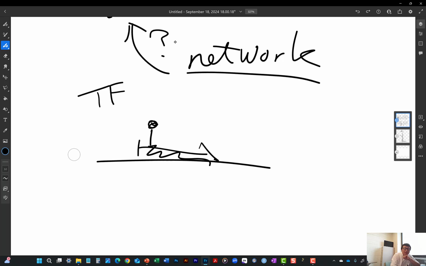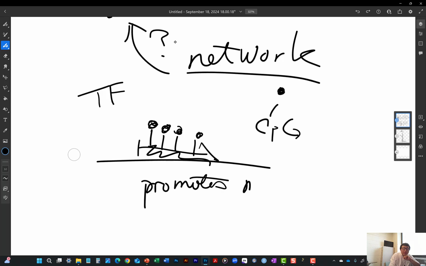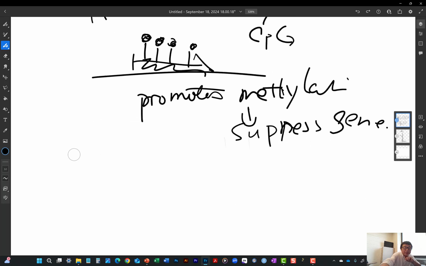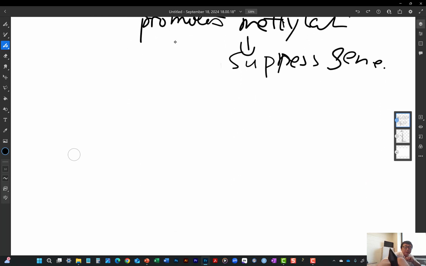Sometimes a promoter cannot be bound by a transcription factor. One is heavily methylated. If you remember, methylation is at a CpG, and the C has a methylation here. So if a promoter is methylated, it is hard for a transcription factor to bind to it, and this is called promoter methylation. Methylation will suppress gene expression.